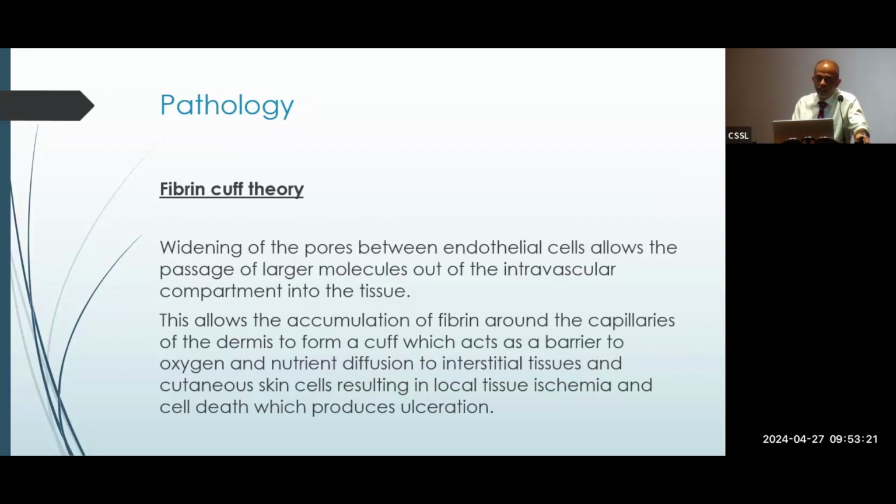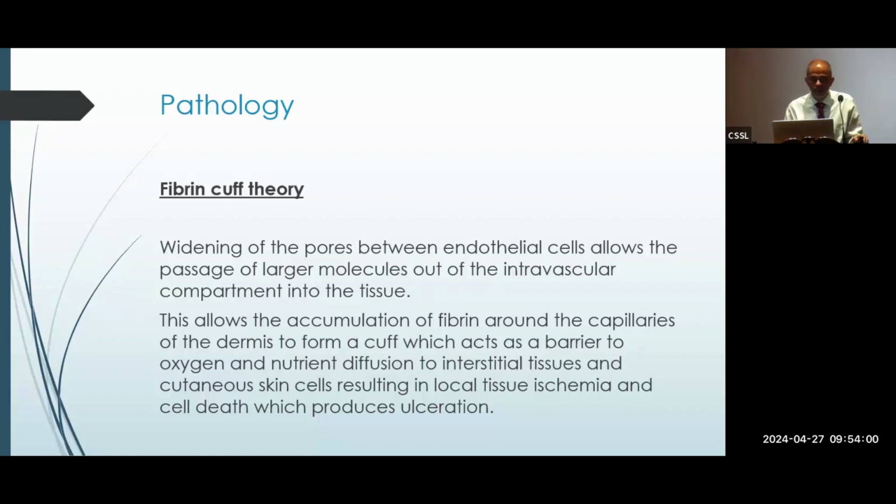Now, why they get it, there are two theories mainly. The fibrin cuff theory says that as the venous hypertension dilates the system, even the capillaries dilate slightly, and the pores between endothelial cells get wider. When these pores get wider, macromolecules start getting out. Fibrin is a big molecule, even that gets out and makes a cuff around the capillaries. Then diffusion of oxygen and nutrition, and diffusion back of bad metabolites like carbon dioxide and other toxic metabolites going out of the system, are all impaired. So that is one of the theories.